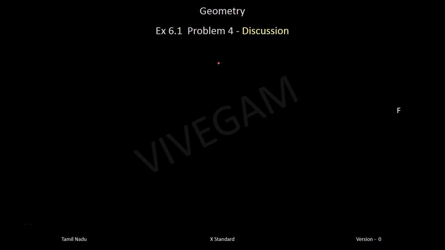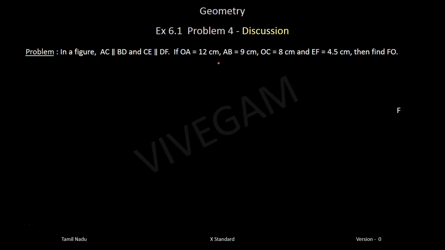Exercise 6.1, Problem 4, Discussion. In the figure, AC is parallel to BD and CE is parallel to DF. If OA equal to 12 and AB equal to 9, OC equal to 8 and EF equal to 4.5, then find FO.